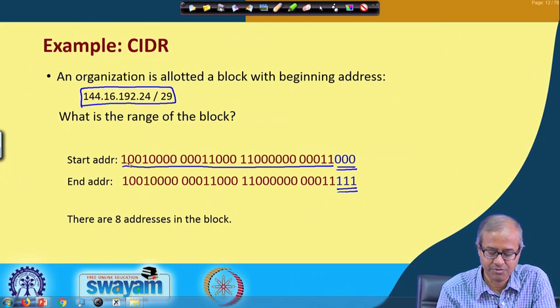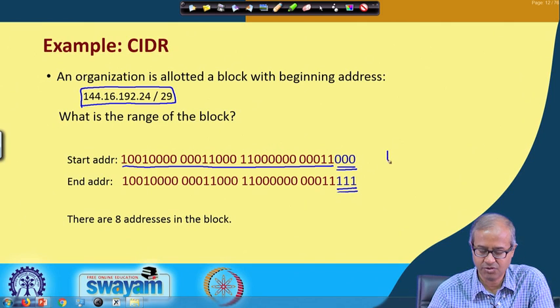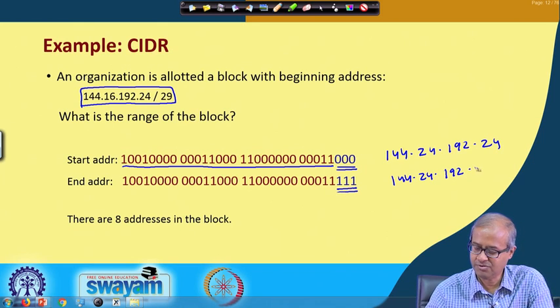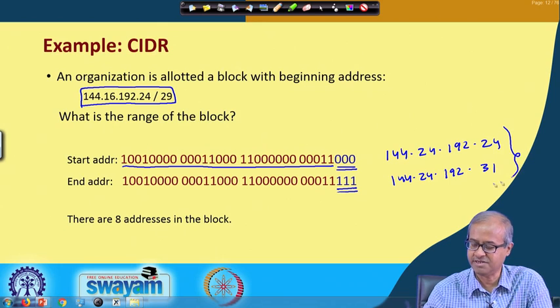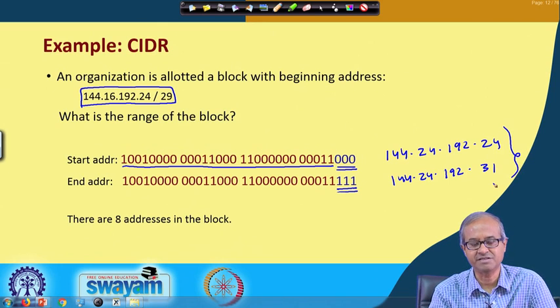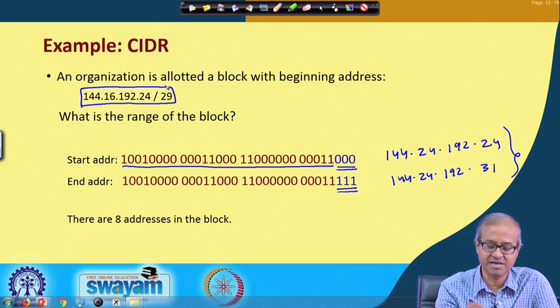Let us try to compute: 144.16.192.24 is the starting address, like this. So, the last address will be 144.16.192.31. These are the range of addresses. There are 8 addresses in the block, right. So, if you are given a CIDR address, you can calculate the start address, end address and number of addresses in the block.